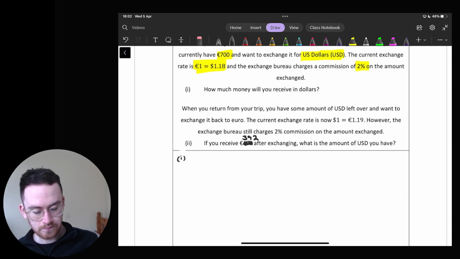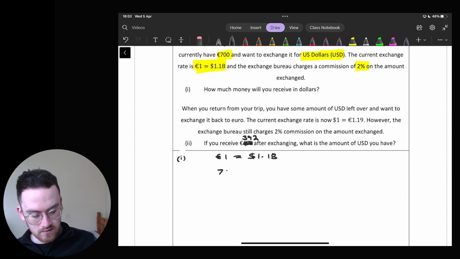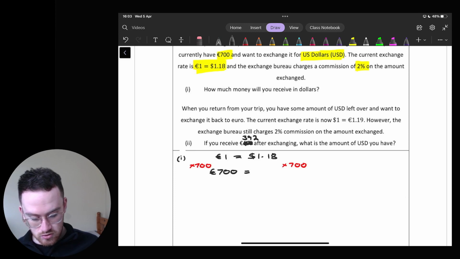So let's have a look. My exchange rate is €1 is $1.18. I have €700, so multiplying one side by 700 means I have to multiply the other side by 700. So my 118 gets multiplied by 700 to give me a value of $826.